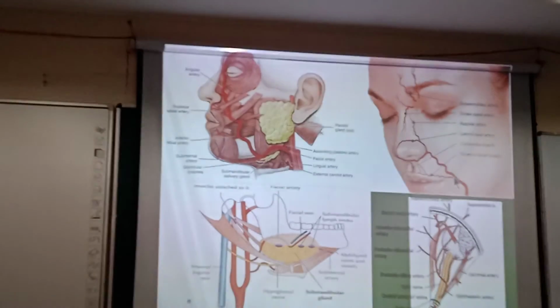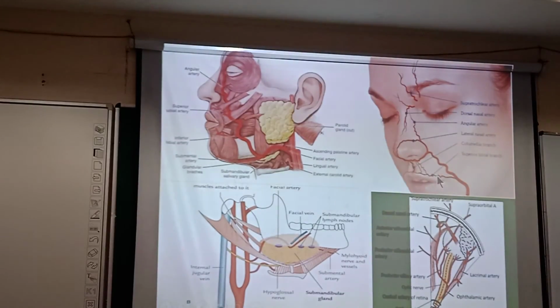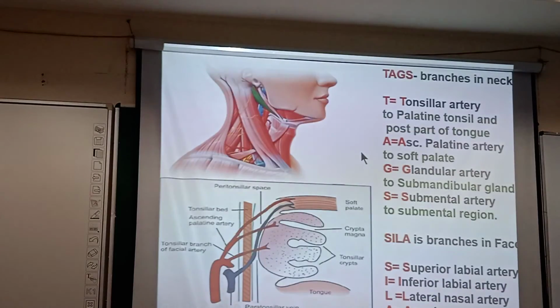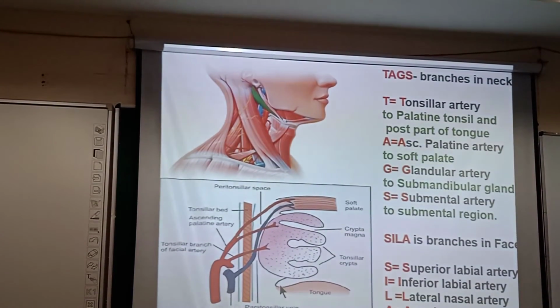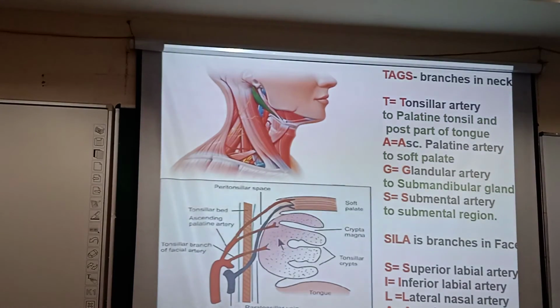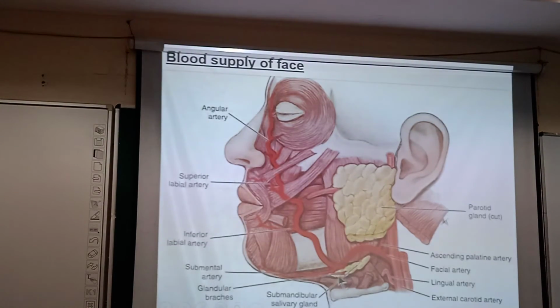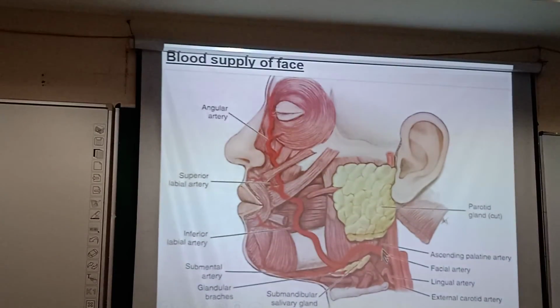SLAIL. And in the cervical part, TAGS. TAGS is what? T is tonsillar artery. Here it is, the tonsillar artery going to supply the tonsil as well as the posterior part of the tongue. A for ascending palatine, name itself says it ascends, then bifurcates into two. It pierces the superior constrictor muscle and supplies the soft palate as well as the tonsil. Ascending palatine. Then comes the glandular branch. Here it lies, glandular branch. This one is going to supply the submandibular salivary gland.